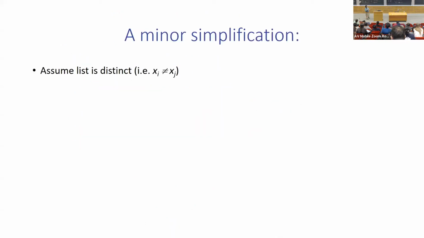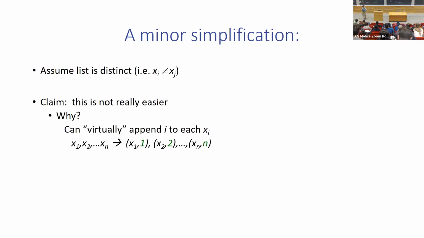Before I discuss binary search, I want to make one minor simplification. I want to assume that the list is completely distinct. I claim that is not a big simplification. That's an assumption, but it's not really an assumption because this is kind of an old trick that I first saw when I was learning about parallel algorithms in the 80s. I guess I'm dating myself, but this is a known trick, how to make a list distinct, because you can virtually append i to each x_i.